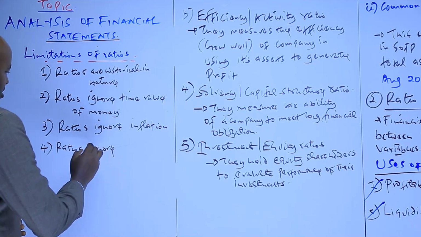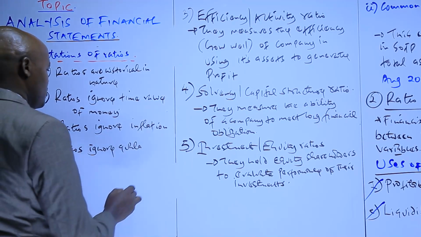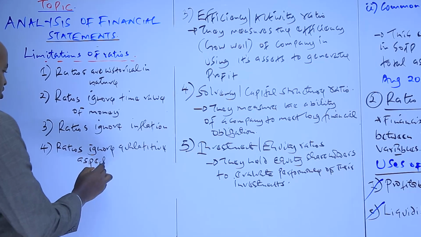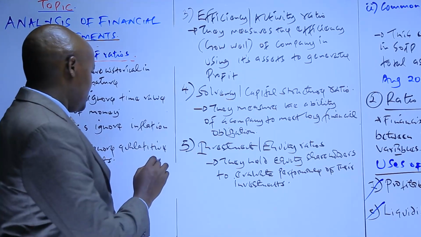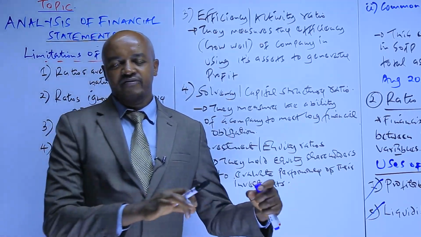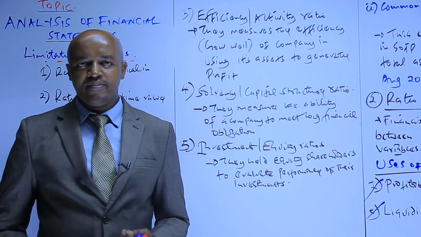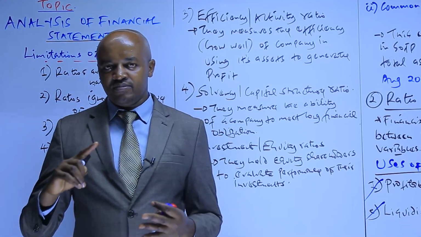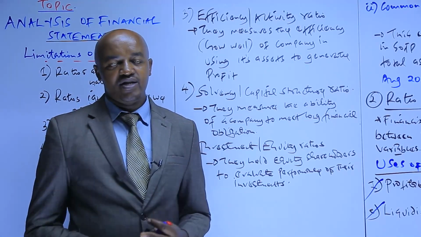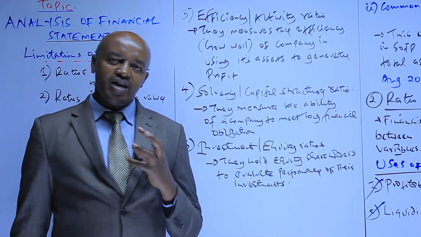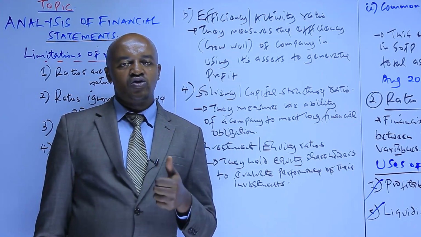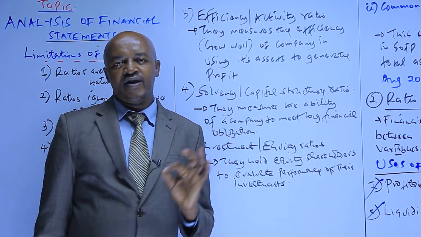ignore the qualitative aspect. Ratios ignore the qualitative aspect. So basically what that means is that the information which is provided after computing the ratios is purely quantitative. Ratios provide information about profitability, liquidity, and efficiency. That is quantitative information about the company. But ratios which have been computed do not provide any information about the qualitative aspect of the company.